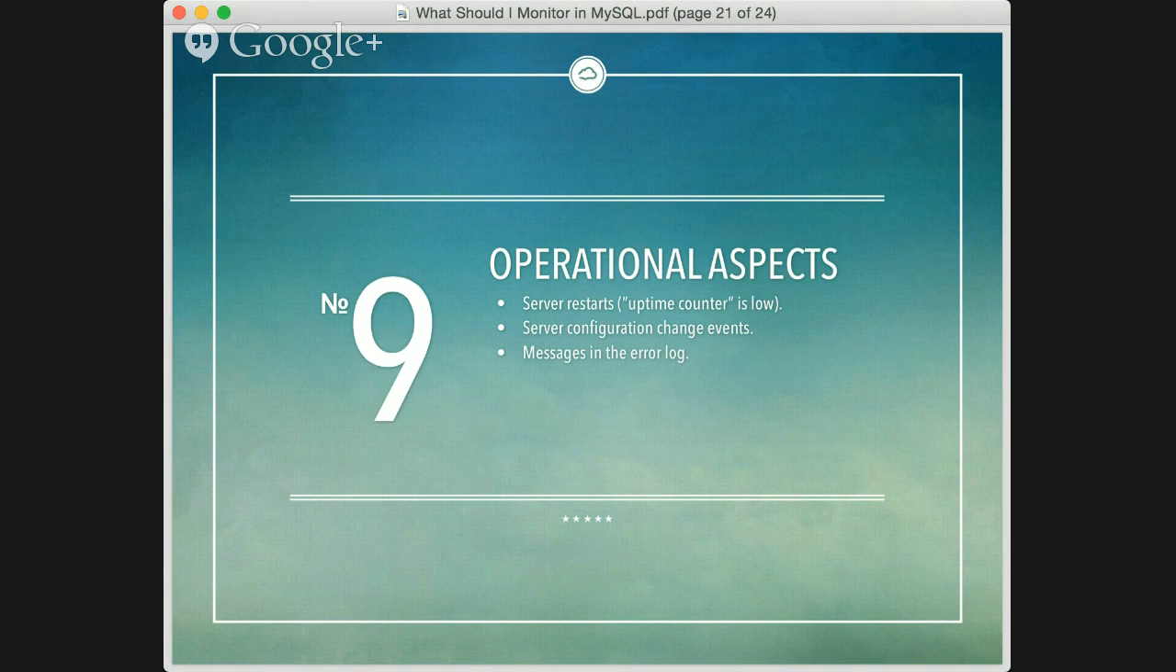And then the last thing is monitoring the operational aspects of the server. You'd be surprised how many people's servers crash and restart and they don't actually know. And you can tell pretty easily with just looking for the uptime counter. There's one of those in MySQL in the show status, and there's also a function to get that out of Postgres. And configuration change events.